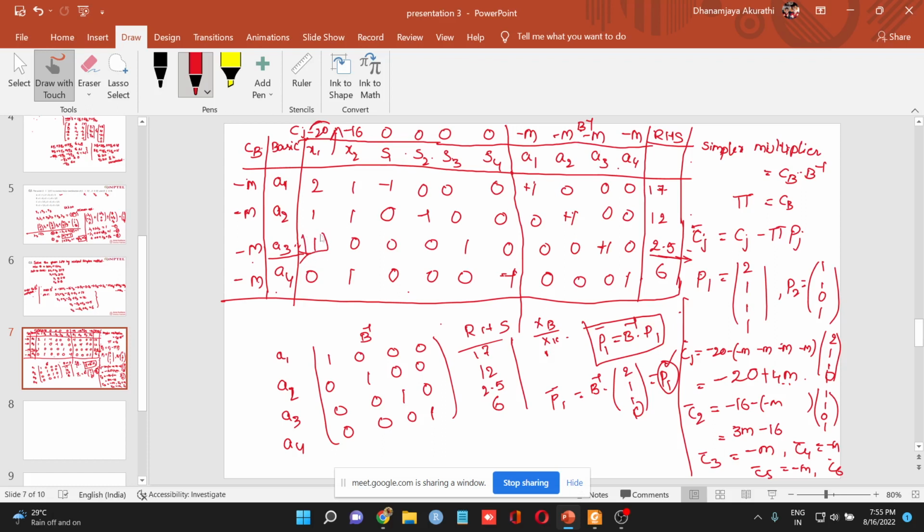Here the pivotal element would be 1. So in the previous method, the pivotal element would be 1, and the corresponding column entries should be 0. In that way, we do the row operations, so that after doing these row operations, we can get the B inverse.